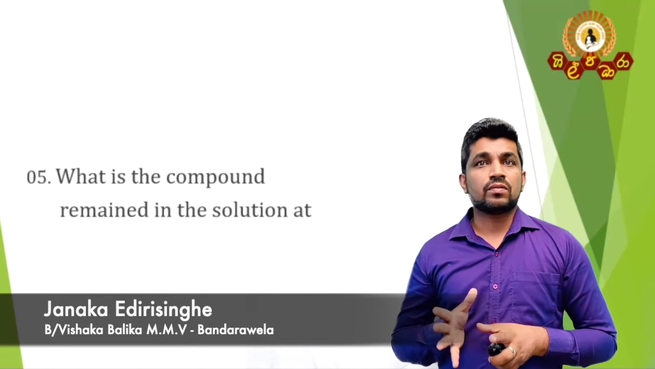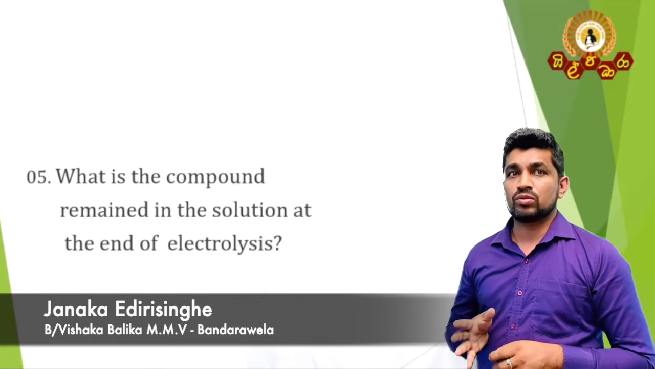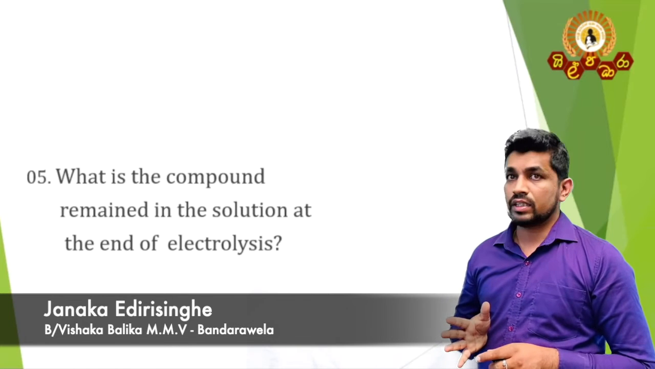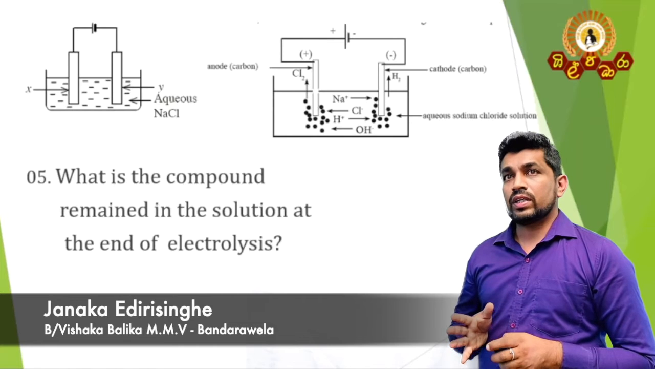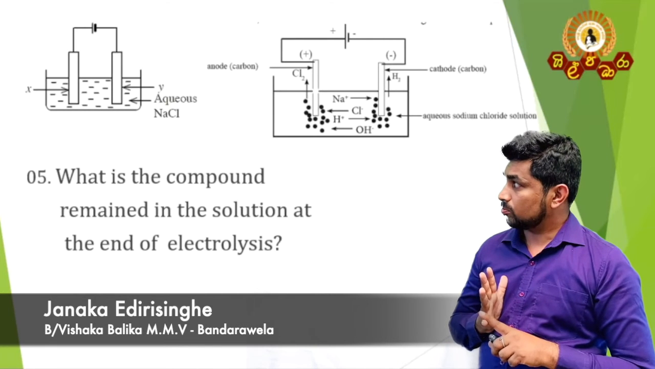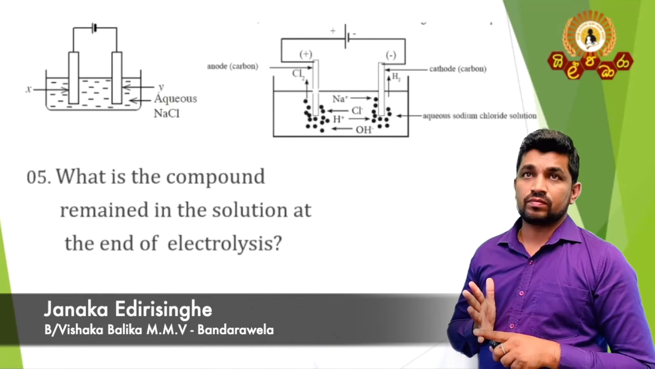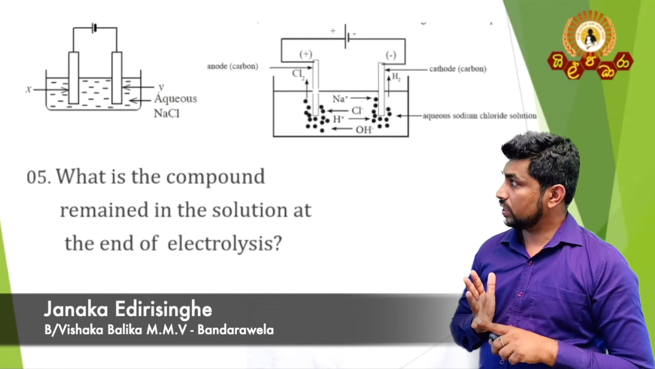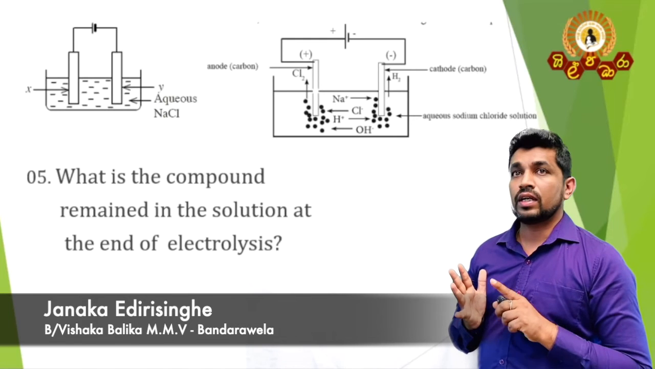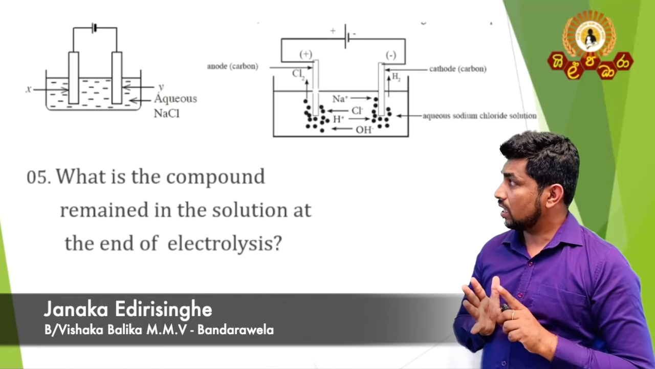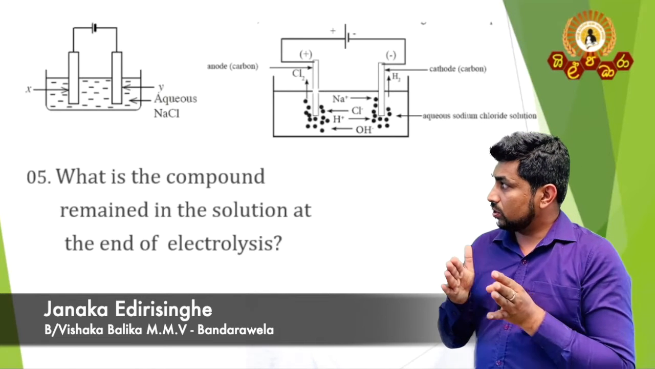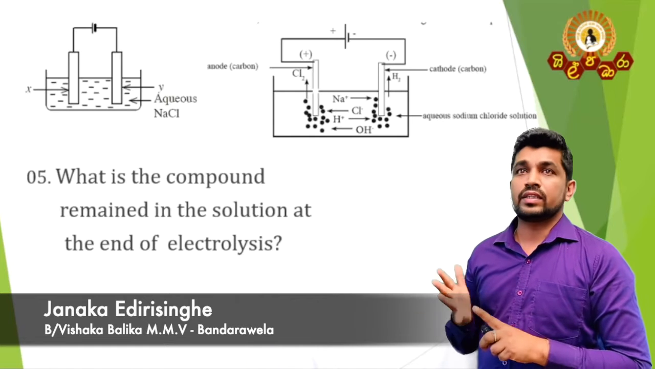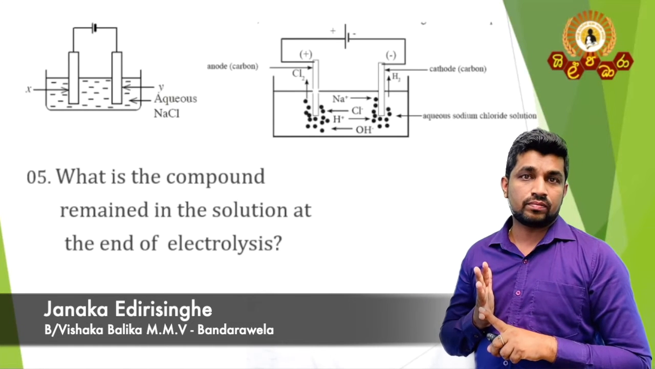Now, what is the compound remaining in the solution at the end of the electrolysis? Look at the setup again. There are 4 ions here. What are the 4 ions? Sodium ion, chloride ion, as well as hydrogen ion and hydroxide ion. Now you know that hydrogen reaches the negative terminal and is released as hydrogen gas. Then there are no hydrogen ions there.